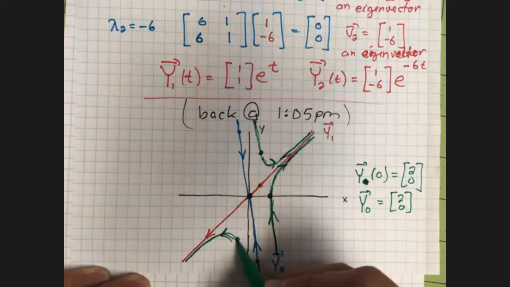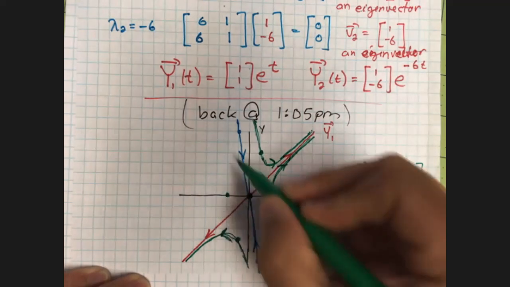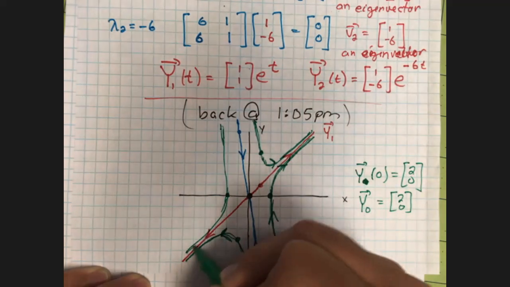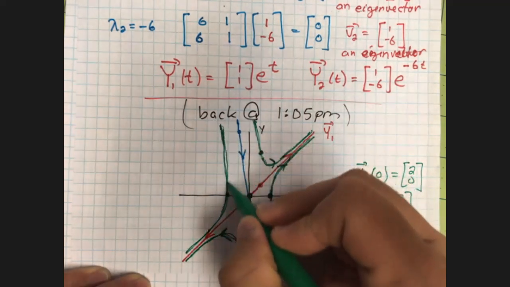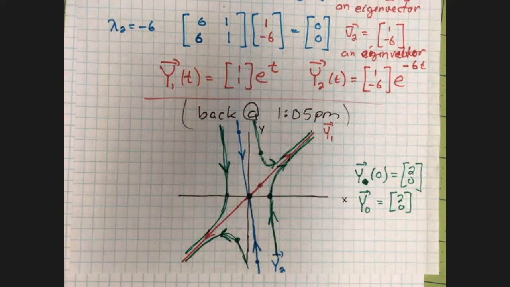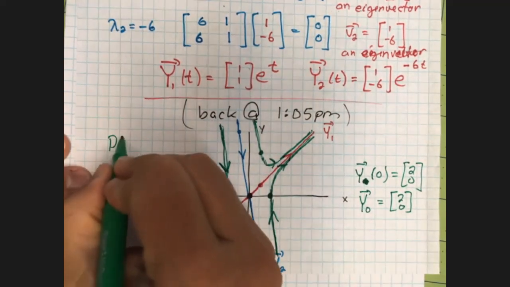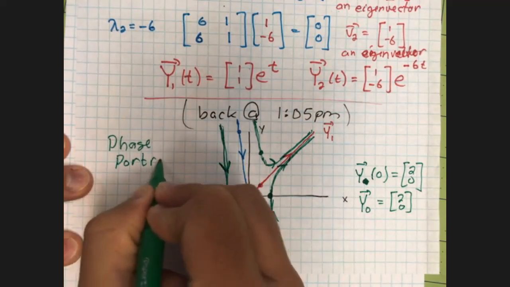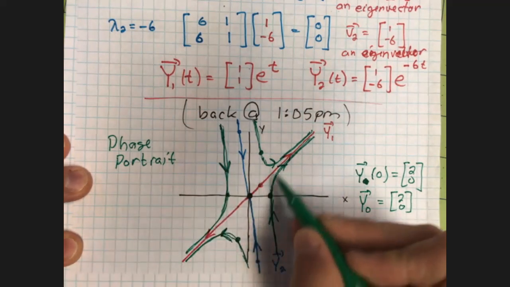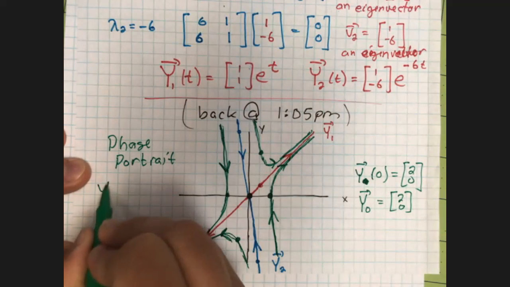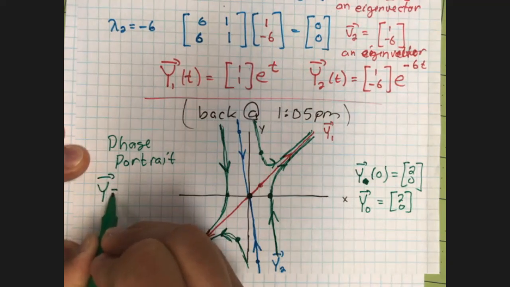If I released a boat right there, I believe it would flow this way. If I released a boat right here, I believe it would flow this way. Now, what I've just drawn you is a phase portrait. It is a complete and exhaustive demonstration of everything that can happen to this system.